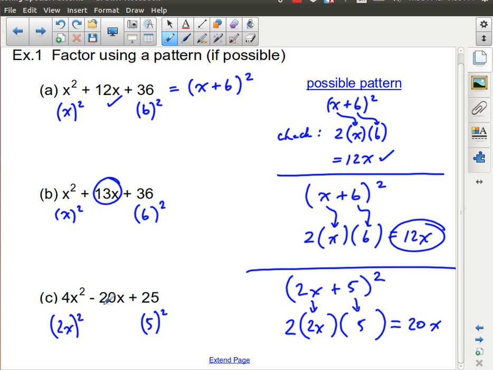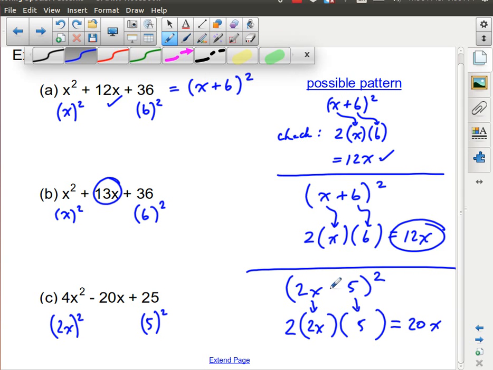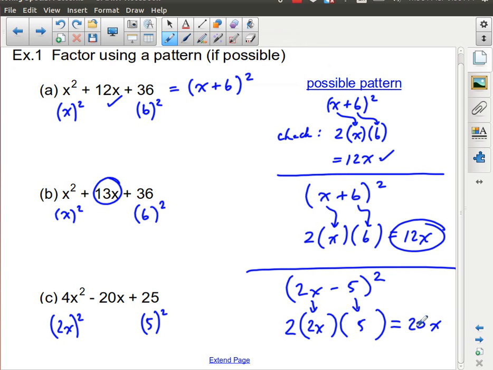20x here, negative 20x here. Oh, I made a mistake. I wish I could say I did that on purpose, but I actually just wasn't paying close enough attention. So that is supposed to be the pattern 2x minus 5. That would change this to a minus 5. That would change this to a minus 20. And now things work. So the answer to this one is 2x minus 5 all squared. Okay, so you do need to check that middle term.